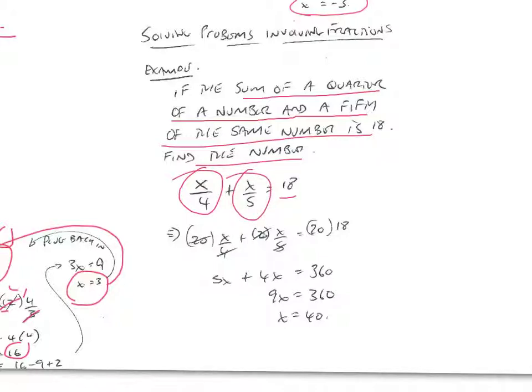So now, what's the lowest common multiple of 4 and 5? It's 20, so we'll multiply both terms by 20. 4 goes into 20 5 times, and 5 goes into 20 4 times, and 20 into 20 goes once. So 5x plus 4x equals 360, and x is equal to 40. So multiplying all the terms by the lowest common multiple is a really cool and quick way of solving these problems that involve fractions.